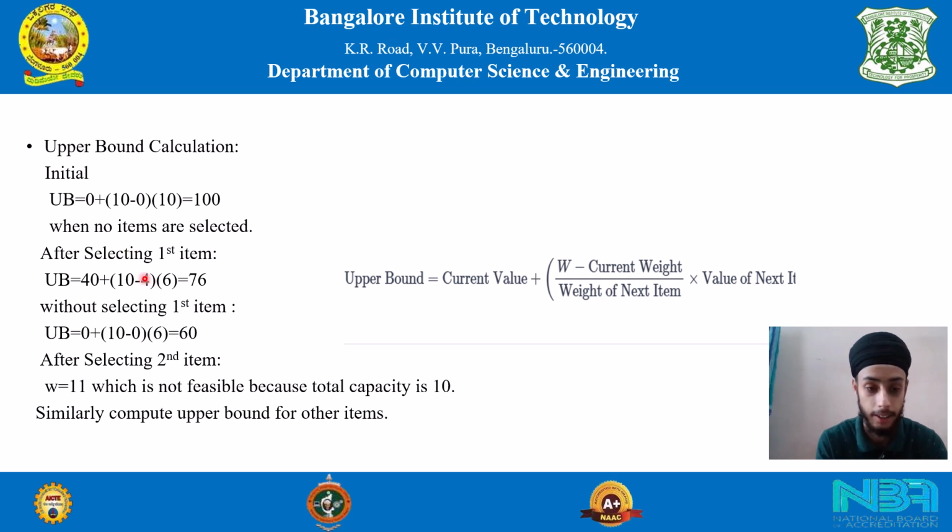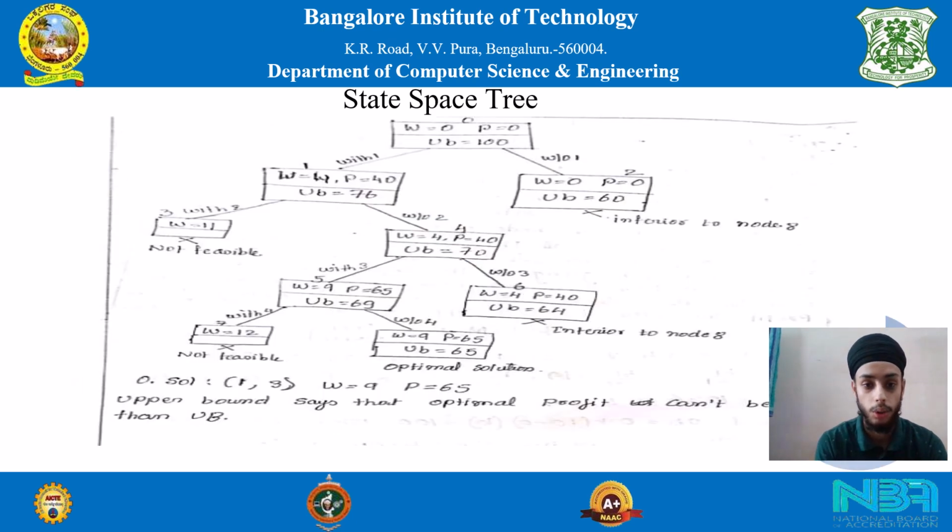That is what I discussed now. Weight should be equal to 10 or less than 10. It should not be greater than 10, which is not feasible. Then we cannot consider this second item. Similarly, compute upper bounds for all other items. So with the help of a state space tree, we can find the optimal solution in the branch and bound knapsack problem.